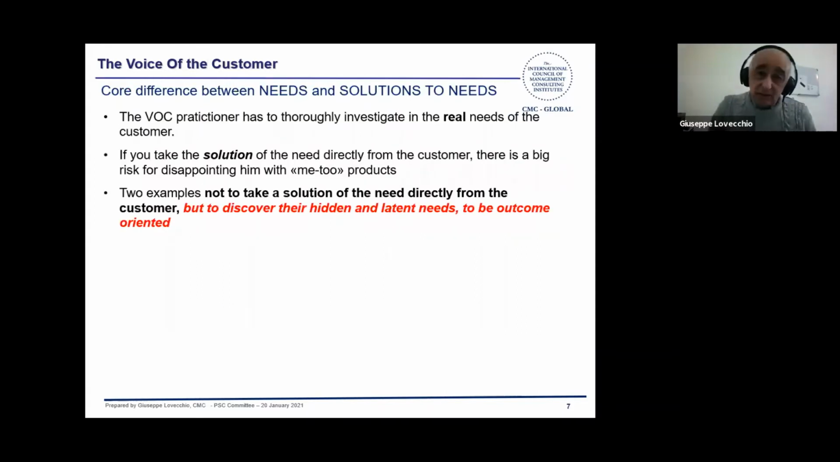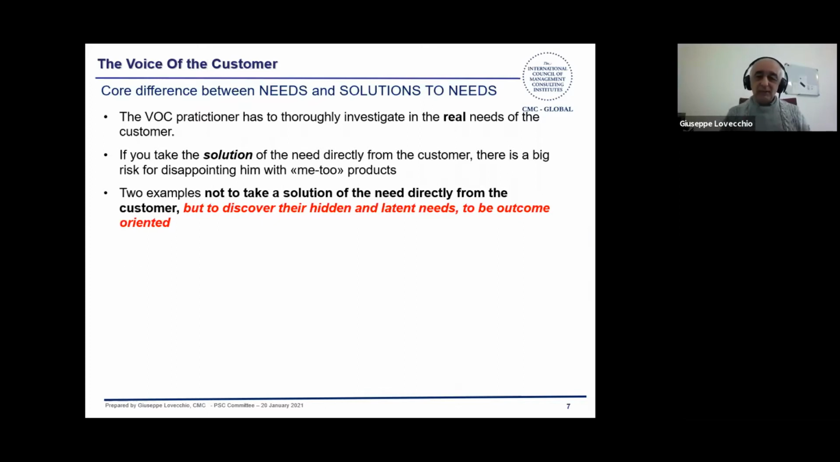Going in depth in this path of understanding the voice of the customer, we also have to see that the practitioner who used the voice of the customer at the beginning as a marketing tool in the 90s, today finds it really important to trigger innovation in our processes, especially new processes, by discovering the real needs of the customer, not the surface, but going in depth, not proposing solutions with me-too products and so on. It's to discover hidden and latent needs, to be outcome oriented. And I show you two examples of this approach.